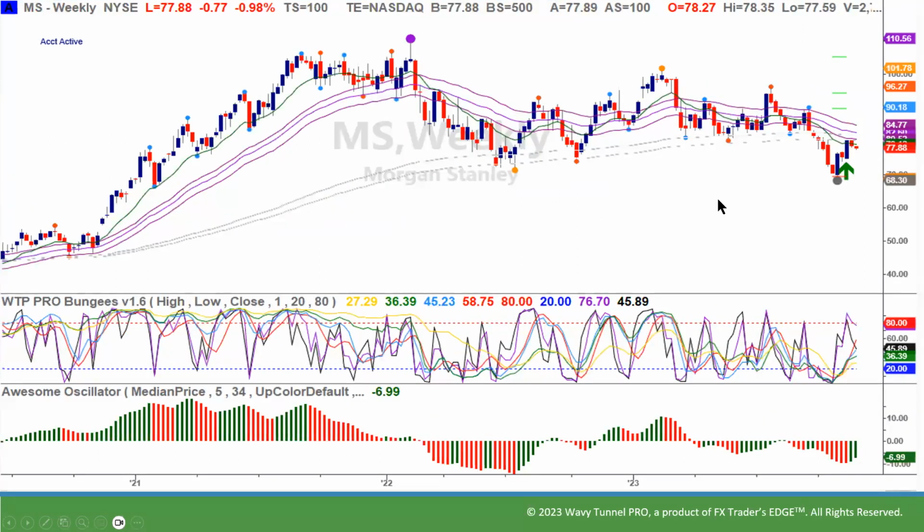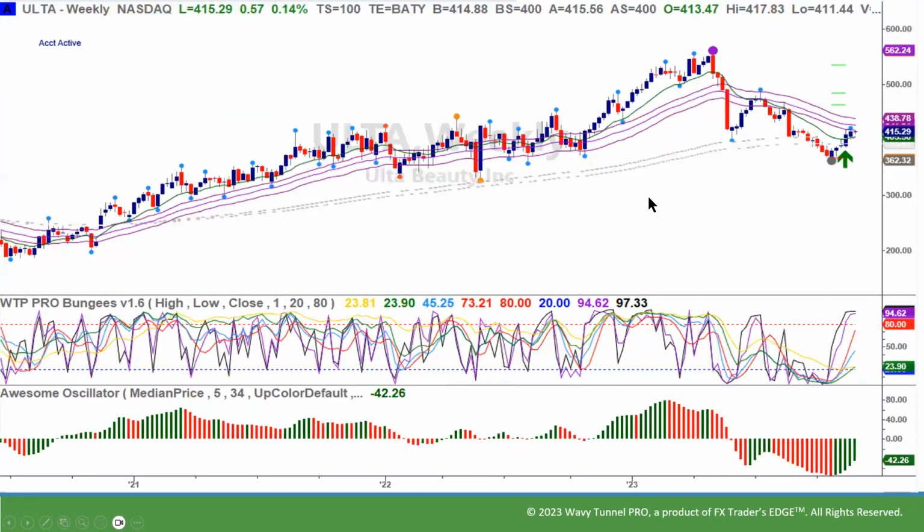Here's Morgan Stanley. Same kind of pattern. This is the first time that we got the gray dot. Okay. And then, yeah, so this could be a nice potential long here. Here's another one, Ulta Beauty Inc. We had a very strong trend moving up, and then we had a nice three-wave correction, got the gray dot. First time we're getting the gray dot and the signal to go long. We didn't get it over here. We only got it over here.